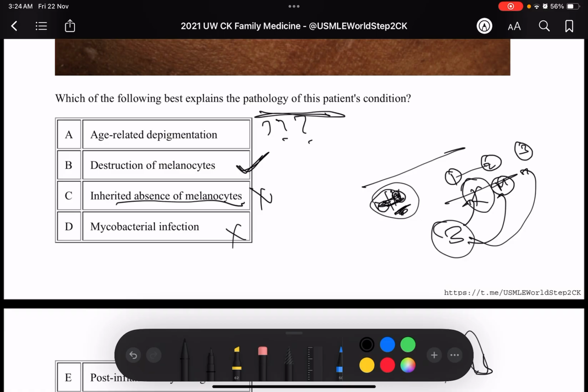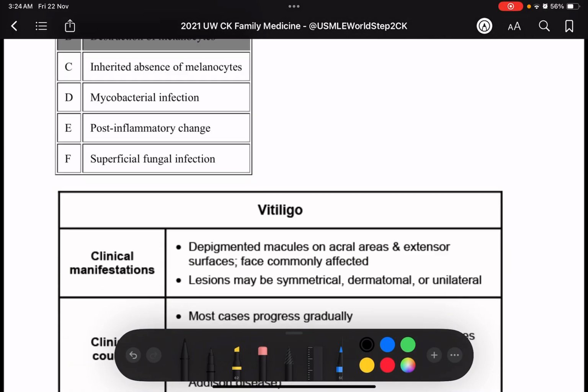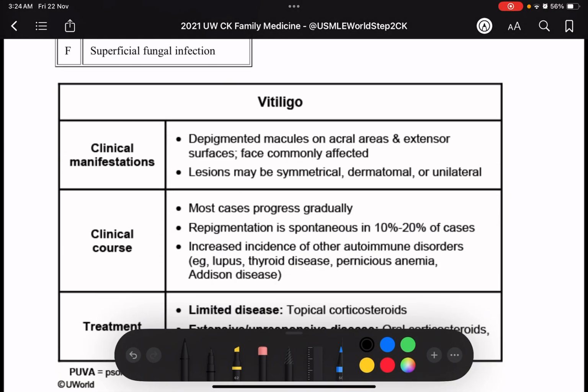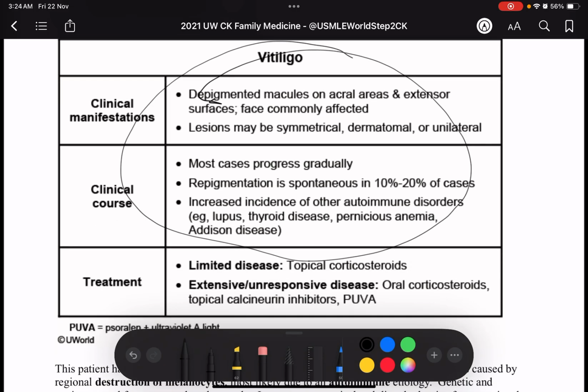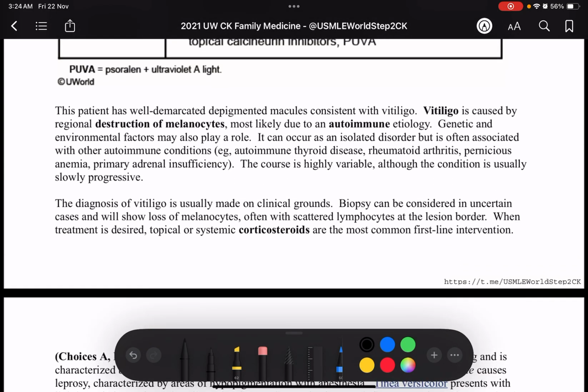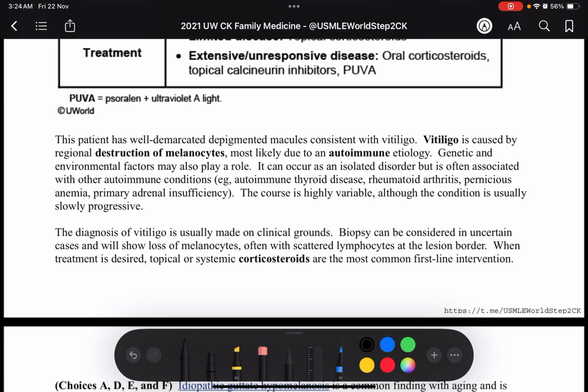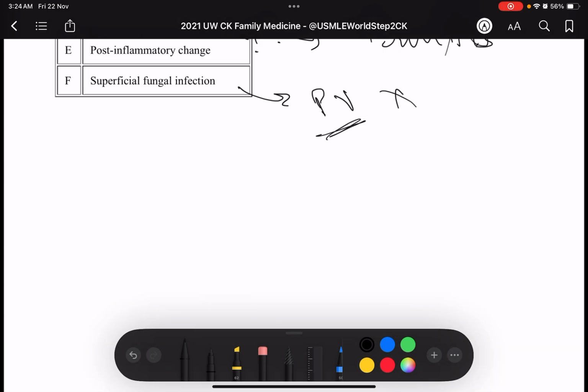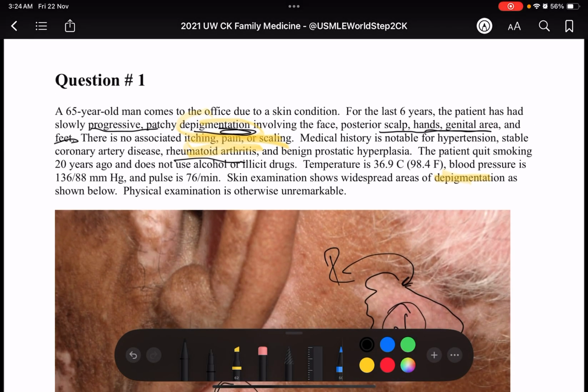So destruction of melanocytes. Let's have a look at the answer. And yes, it's destruction of melanocytes. And as we predicted, it's vitiligo. So that's how you just generally approach the question on what it is, why it is so, and what can we do for it, right? So that's one way of approaching the question.